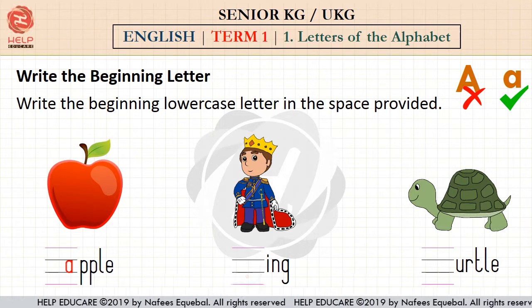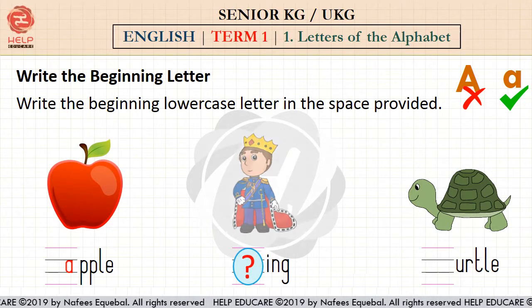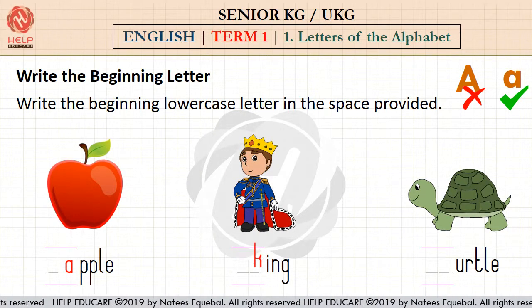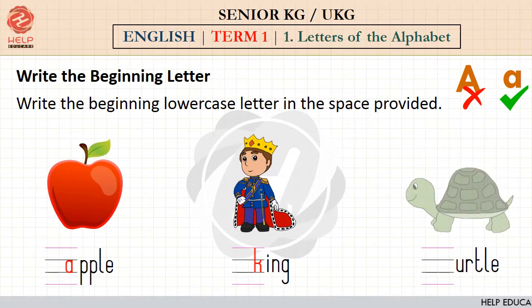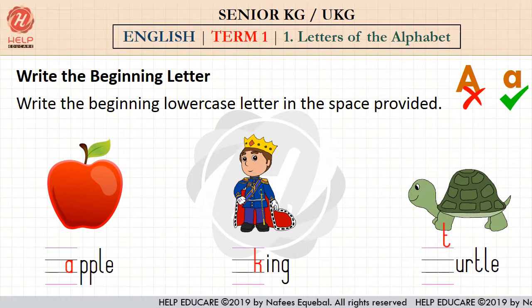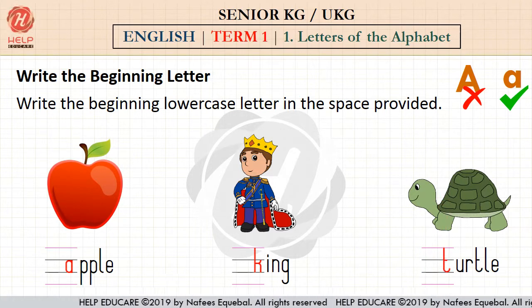This picture is of a king. The beginning letter of king is K. So put the letter K. It is an animal that runs very slowly. What is the name of this animal? It is a turtle. The beginning letter of turtle is T. So put the beginning letter T.